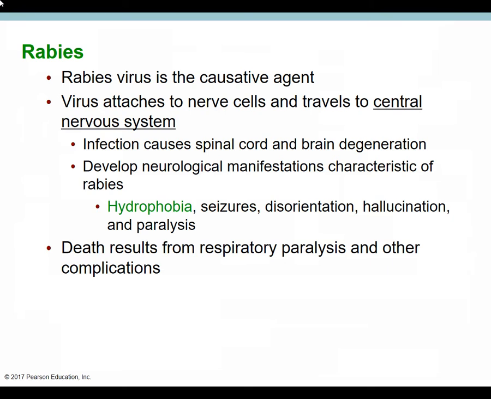And some of the manifestations are going to be seizures, disorientation, hallucination, paralysis, and then I highlighted hydrophobia because that's kind of unusual but very characteristic of rabies. It must affect some part of the brain that involves your opinion of water, because you become absolutely terrified of water. So that's called hydrophobia, and that's very characteristic of rabies. So an animal with rabies will be terrified of water, and a human as well. Death results from respiratory paralysis, and basically your brain stops controlling everything that it needs to do.